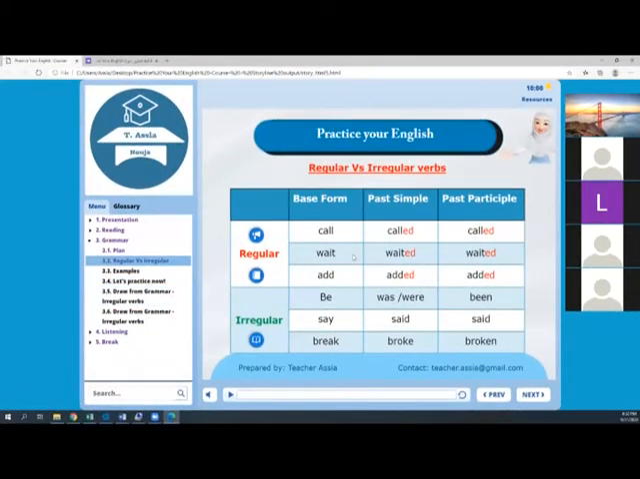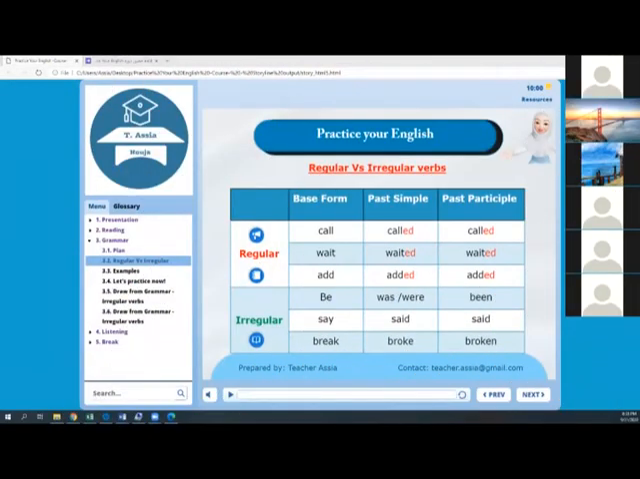With some exercises. So for regular verbs, they have the base form, okay? But for the past simple, we need to add ed. That's the rule. We just add ed and we get the past simple. For the past participle also, we add ed and we get the past participle. For example, here you have call, called, called. Wait, waited, waited.